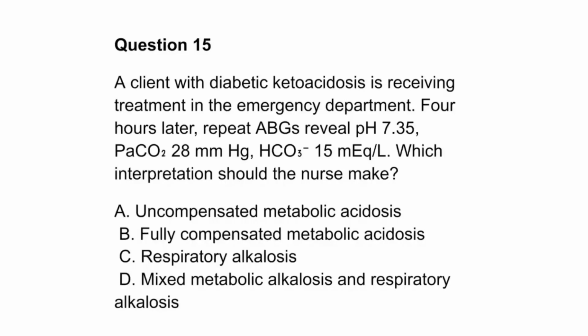Question 15. A client with diabetic ketoacidosis is receiving treatment in the emergency department. 4 hours later, repeat ABGs reveal pH 7.35, PaCO2 28 mm of mercury, HCO3 15 milliequivalent/L. Which interpretation should the nurse make? A. Uncompensated metabolic acidosis. B. Fully compensated metabolic acidosis. C. Respiratory alkalosis. D. Mixed metabolic alkalosis and respiratory alkalosis.